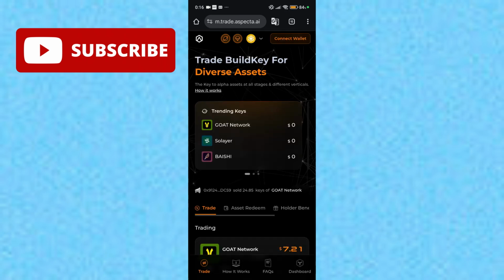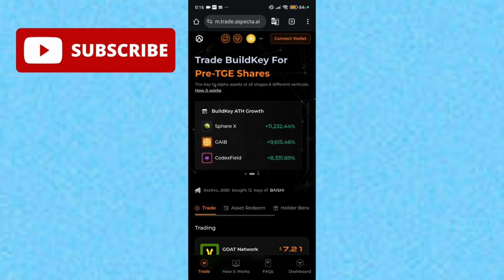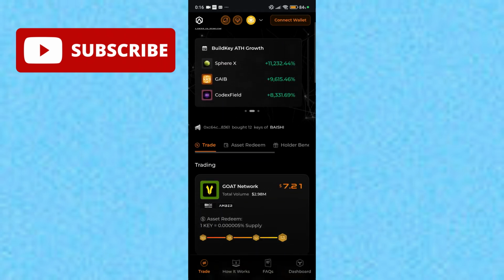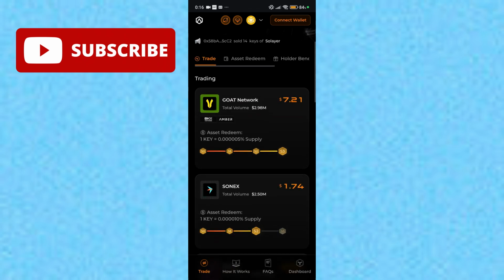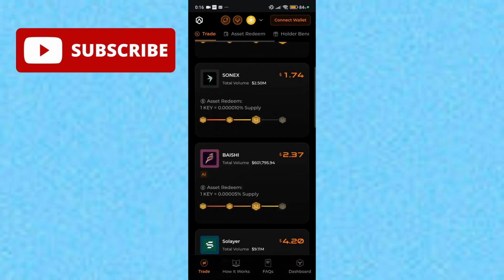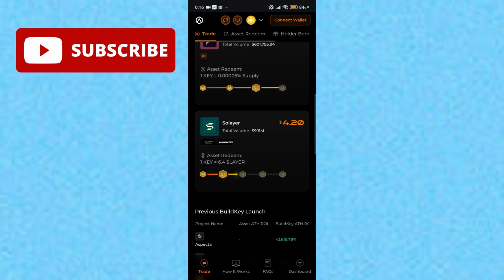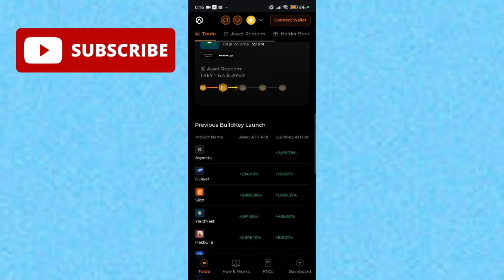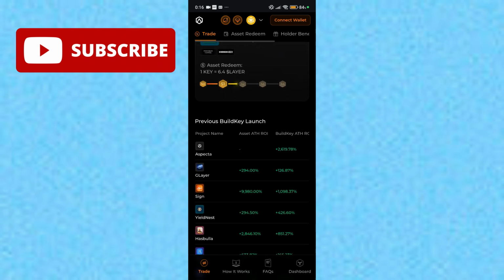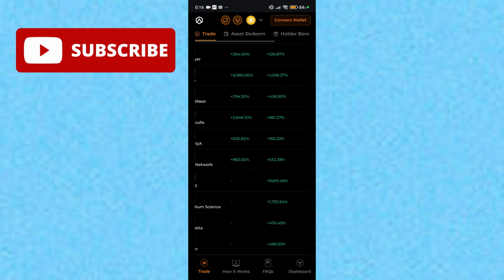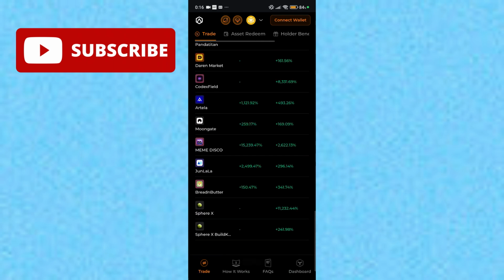Thread build key for diverse assets. Okay, got network and Sonex, Base, Solana. Okay, that's good. Previous build key launch. So the ROI is really high, I think.